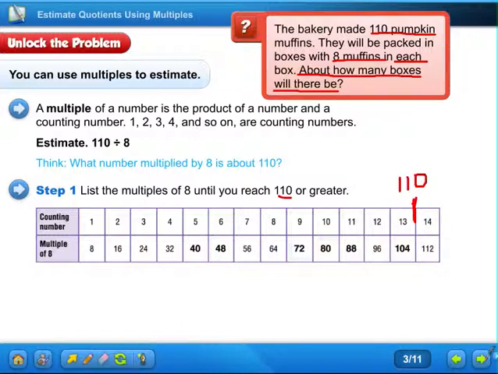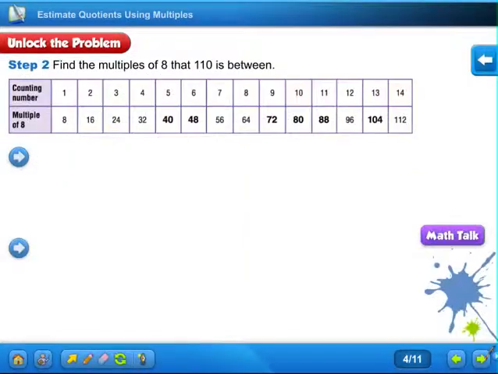Let's go to the bottom of this page, which is my next page. So here's the chart again. We're right between here with 110, correct?